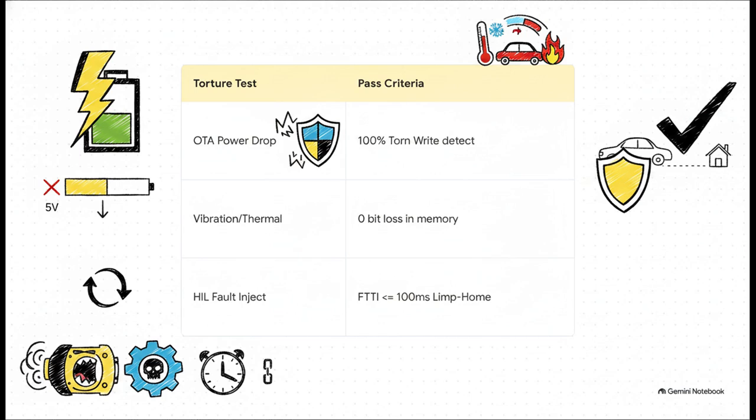Finally, on the hardware in the loop bench, while the motor is screaming at 12,000 RPM under full load, engineers maliciously inject corrupt code. The system gets exactly 100 milliseconds to catch the error and save the car.